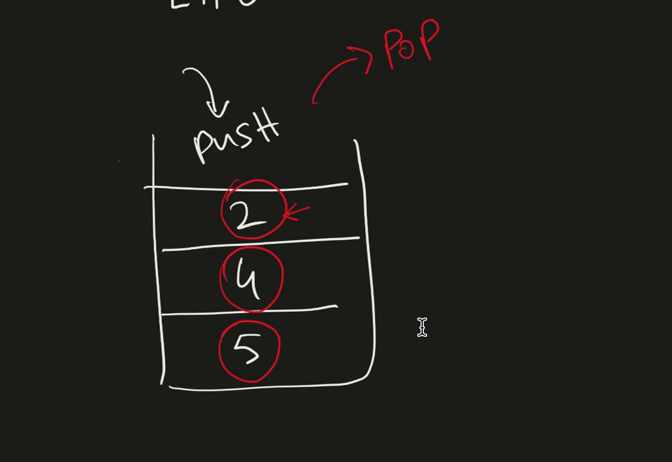Let me write it here again. Last in, first out. Okay, so LIFO. This is why it's called last in, first out. Whatever's been pushed at the end gets popped out at the very start when you're popping. Okay, so that's the basic functionality of a stack.